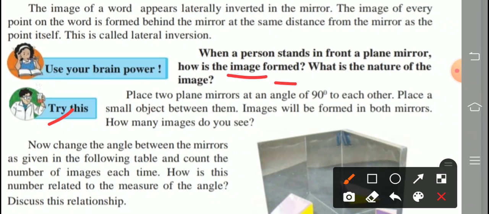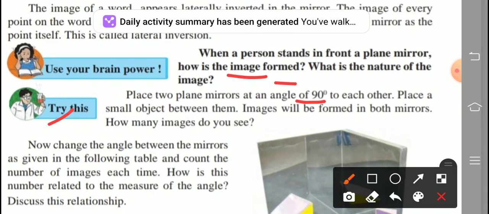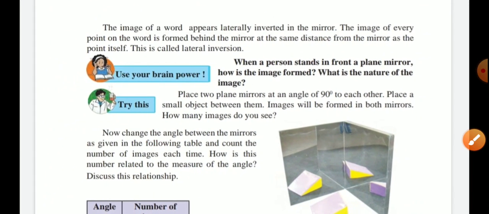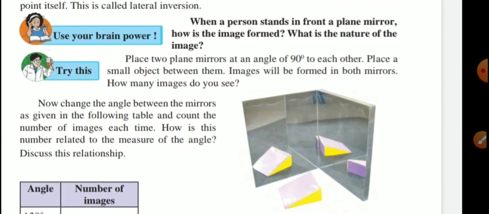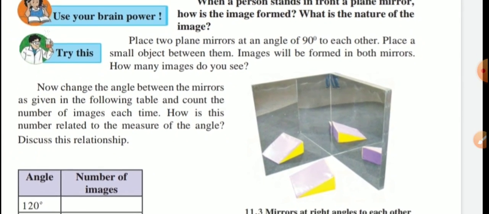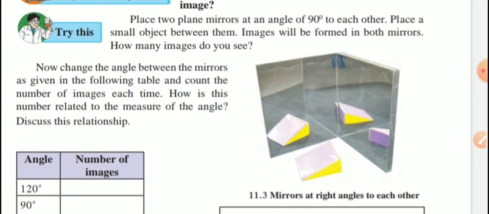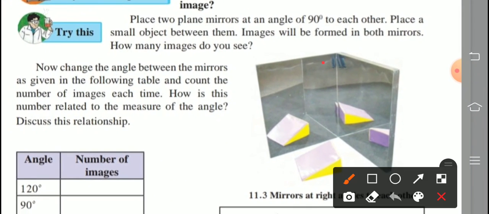Try this. Place two plane mirrors at an angle of 90 degrees to each other. Take two plane mirrors as shown in the figure. Check now. All of you observing? Yes. What is the angle between these two mirrors? 90 degrees. Place a small object between them. Images will be formed in both mirrors. So how many images do you see? Perform this simple activity at home.